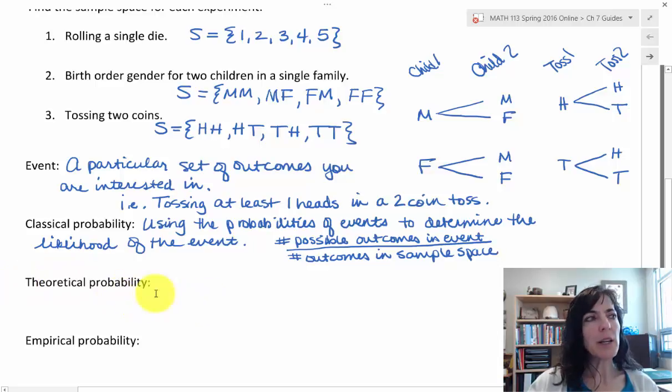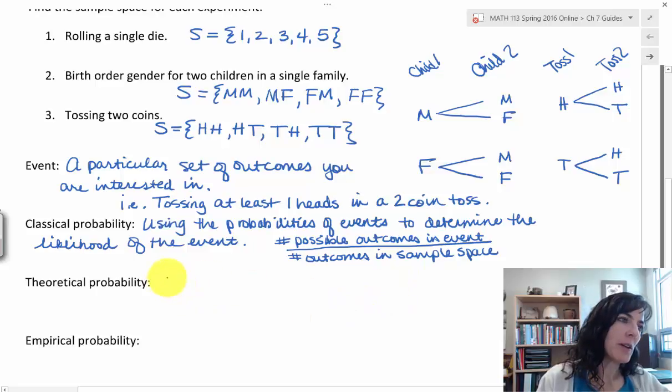Theoretical probability is another phrase that we use to describe classical probability. They mean the exact same thing.